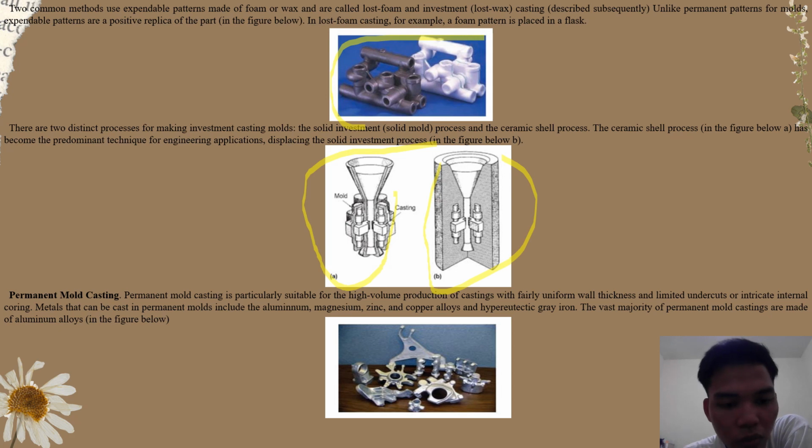Permanent mold casting is particularly suitable for the high volume production of castings with fairly uniform wall thickness and limited intricate internal coring. Metals that can be cast in permanent molds include the aluminum, magnesium, zinc, and copper alloys, and heavily alloyed iron. The vast majority of permanent mold castings are made of aluminum alloys in the figure below.